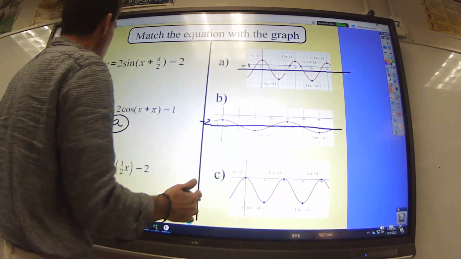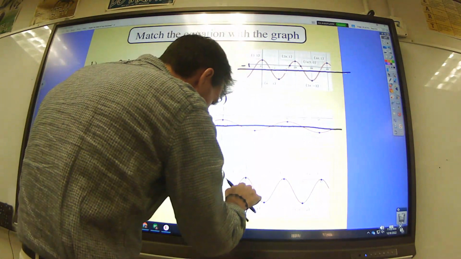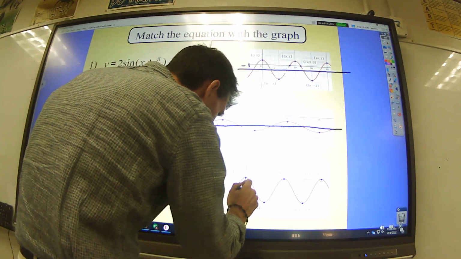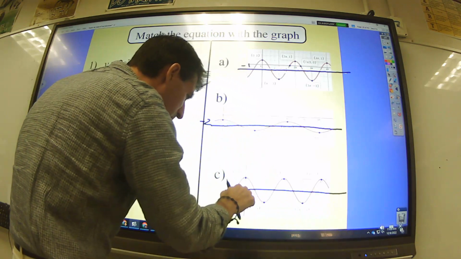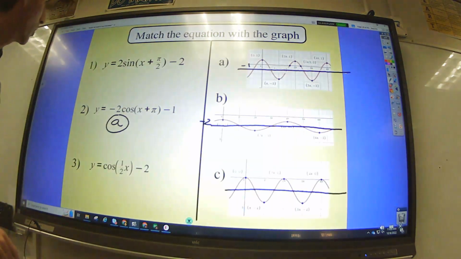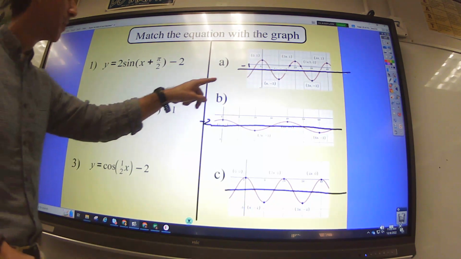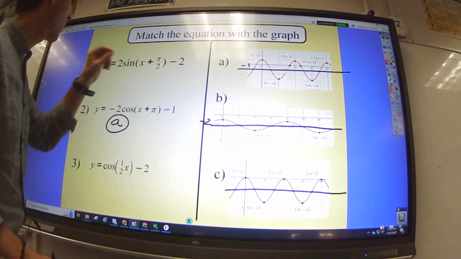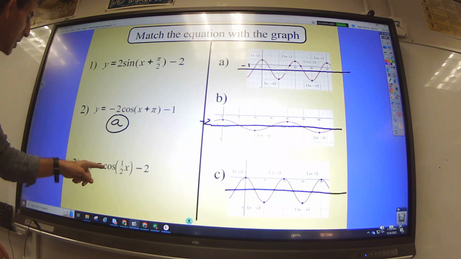Now both of these are at -2. So let's see. Where's my midline here? 1, 2, 3, 4. I think it's right here. 1, 2, and 1. So this one's sine, this one's cosine. Oh, but the +2. Okay. So this one is cosine at 0.